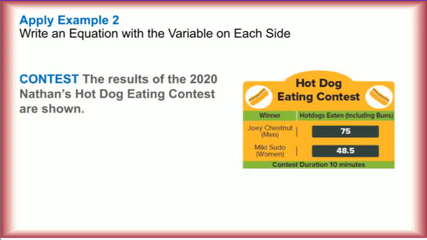This is a two-part question here. It says the results of the 2020 Nathan's hot dog eating contest is shown. So in the picture here, we have two people. We have Joey Chestnut and we got Miki Sudo. And you can see how many hot dogs they ate, including the bun, in 10 minutes. So what are we going to do with this?